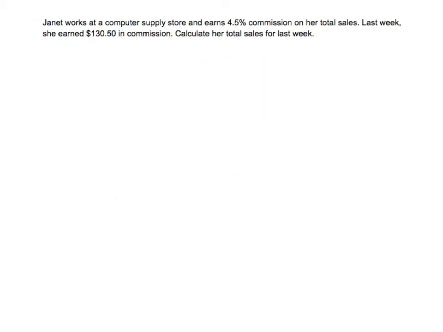Next one, it says Janet works at a computer supply store and earns 4.5% commission on her total sales. Last week she earned $130.50. Calculate her total sales for last week. So to do this, we want to know this statement. Is over of equals percent over 100. That's going to be the magical kind of go-to.